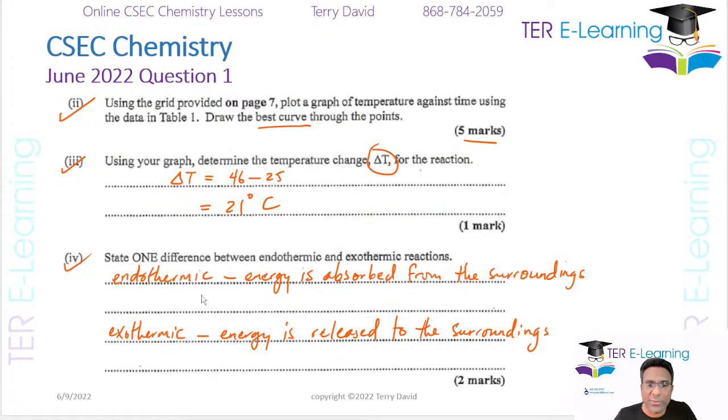So other ways we can compare these things is that, for endothermic, we can look at temperature change as well as heat content of your product and your reactant. Same thing for this one here. They want one, I'm just giving one.